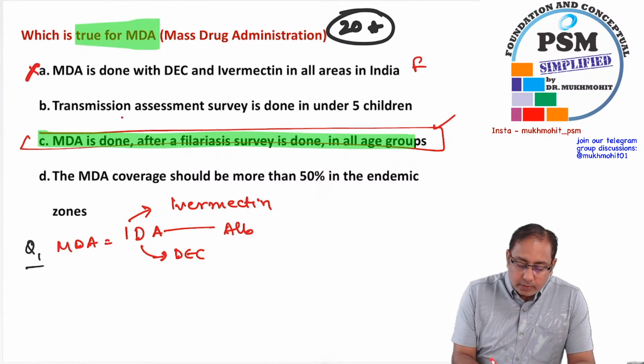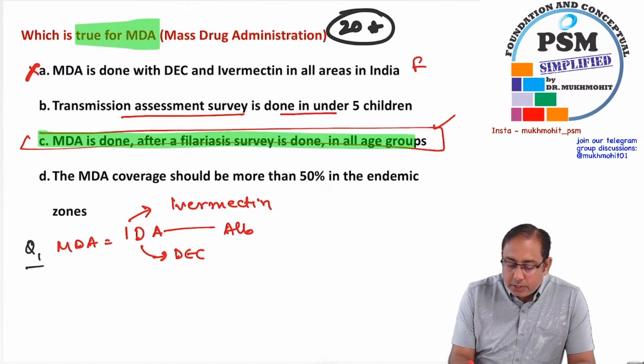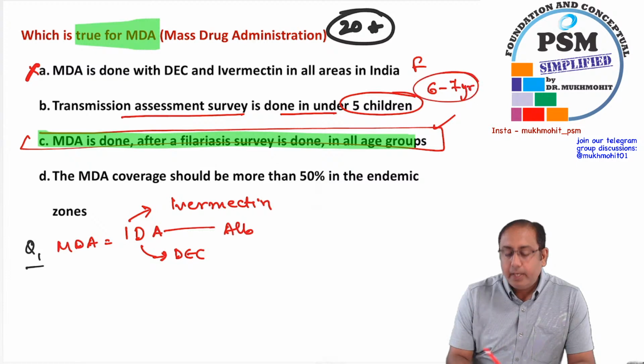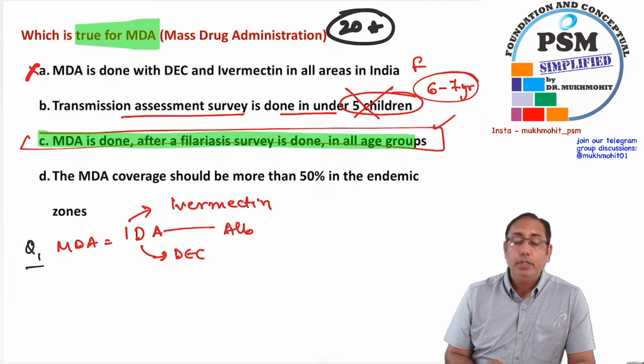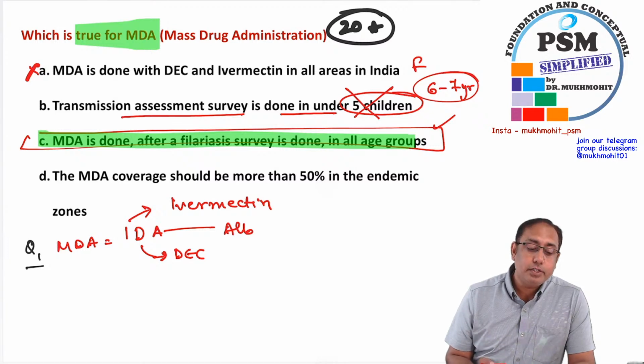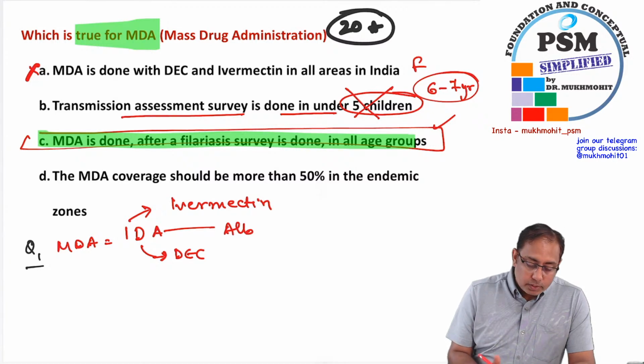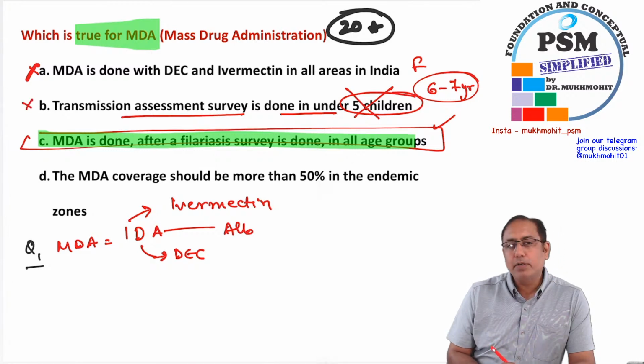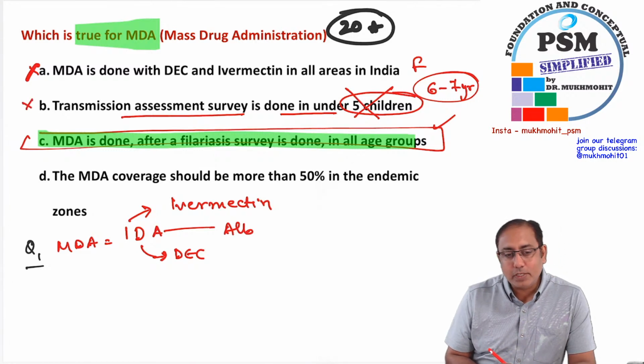Transmission assessment survey is done in children under 5 years. No, it is done in the 6 to 7 year age group. It is not done in under 5 years. It is done in age more than 5 years. Usually 6 to 7 year early school going children are taken. So B option is not correct because it is done in children age 6 to 7 years.